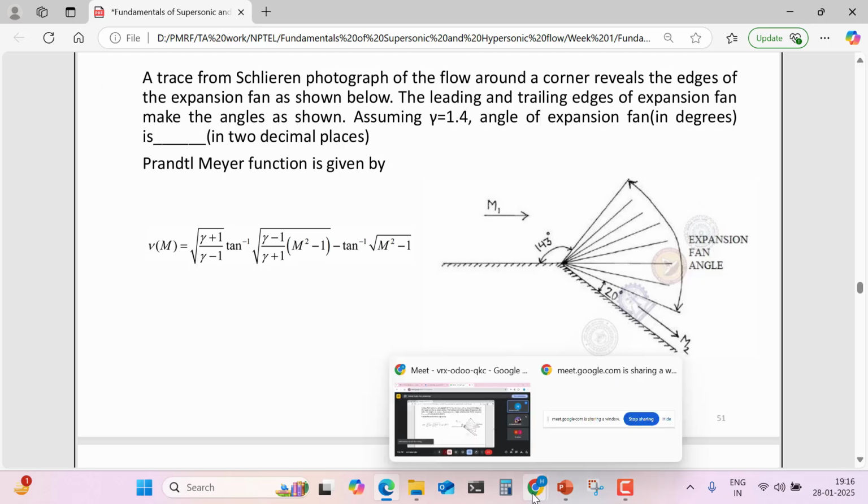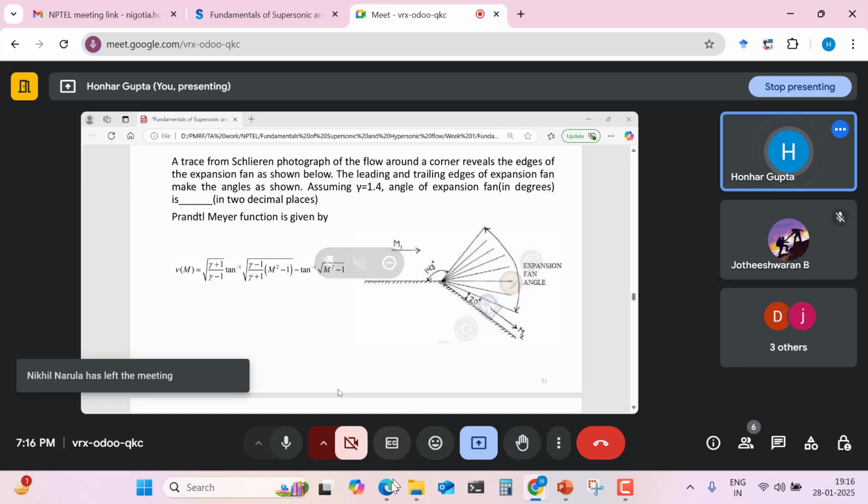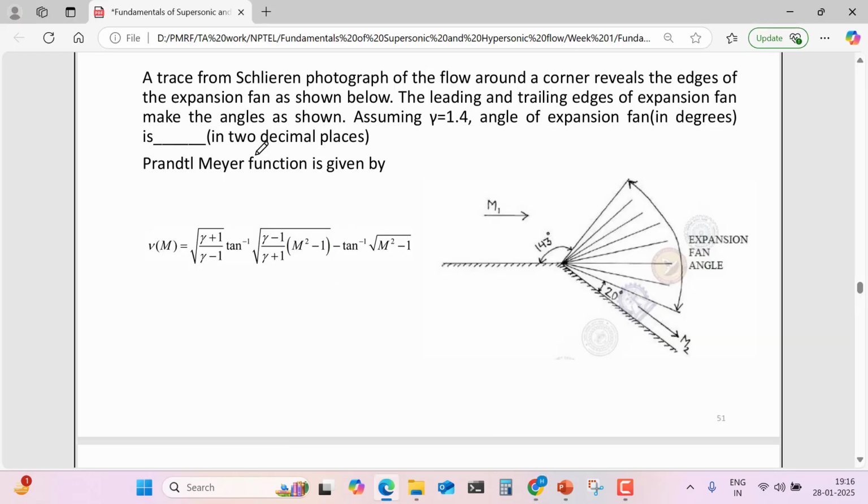Okay, then I will talk about this problem. A trace from a film photograph of the flow around a corner reveals the edges of the expansion fan as shown below. The leading and trailing edges of the expansion fan make the angles as shown. This is the leading and this is the trailing edge of the expansion fan. These are the angles which are given. Assuming gamma equal to 1.4, we have to find the angle of the expansion fan in degrees. Generally it is denoted by phi.